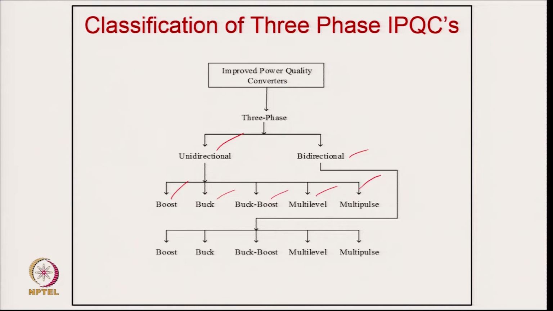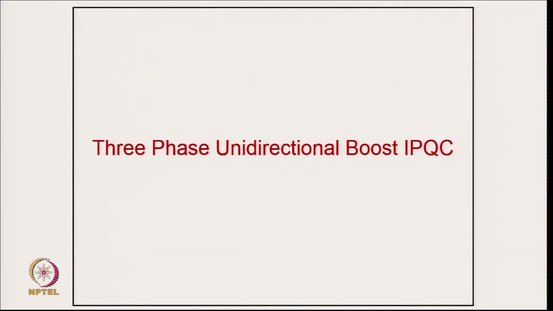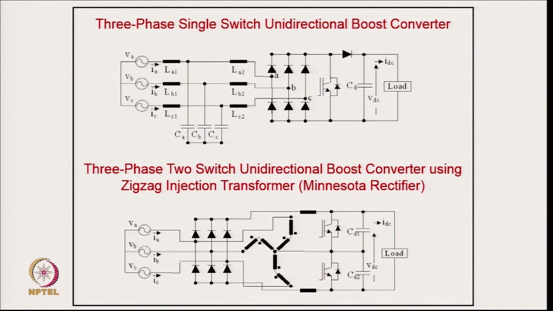We would like to discuss that in a separate lecture. Similarly, for bidirectional we also have boost, buck and buck boost, multi-level and multiples. So, you have typically these 10 categories of improved power quality converters in 3-phase connected supply systems. Coming to the 3-phase unidirectional boost converter, the improved power quality converter.